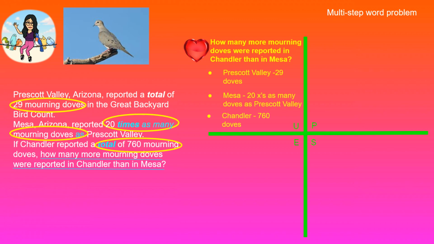Now I'm going to use this information to help me come up with the plan. Because I know that Prescott Valley had 29 doves, and I know Mesa had 20 times as many doves as the Prescott, I know that is going to be a multiplication. So my operation I'm going to use is multiplication. I know once I figure out that total, that product, I'm going to have to subtract as the next step to find the difference. So I recorded multiplication and subtraction. My method would be to multiply 29 by 20 and then take that total product and subtract that from 760.